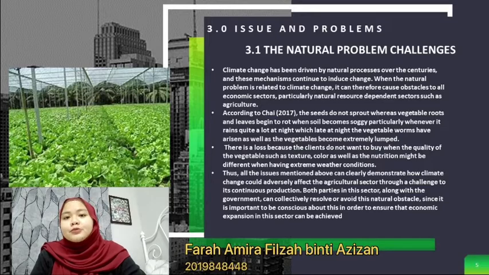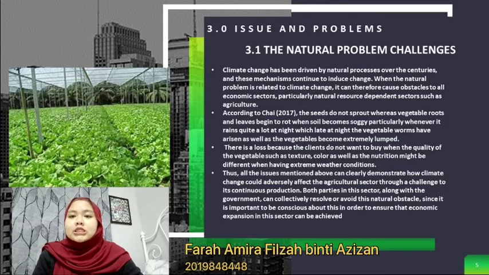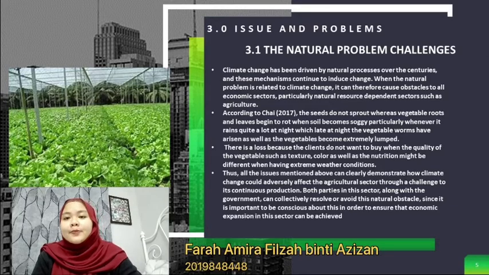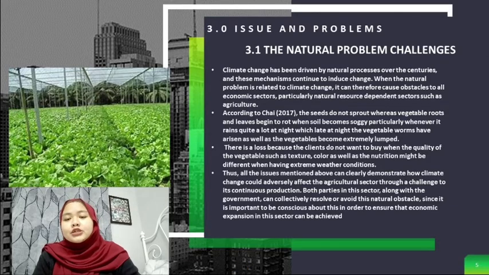When the natural problem is related to climate change, it can therefore cause obstacles to all the economic sectors, particularly the natural resource dependent sectors such as agriculture. According to Chah 2017, the seeds do not sprout, whereas the vegetable roots and leaves begin to rot when the soil becomes soggy, particularly whenever it rains quite a lot at night.